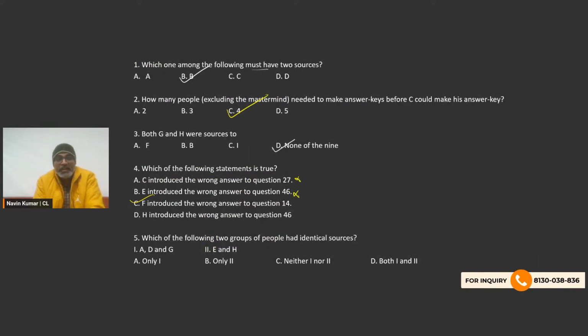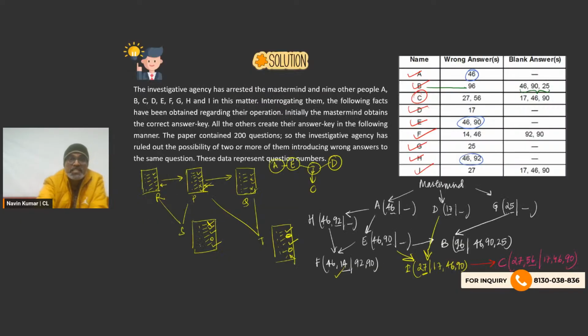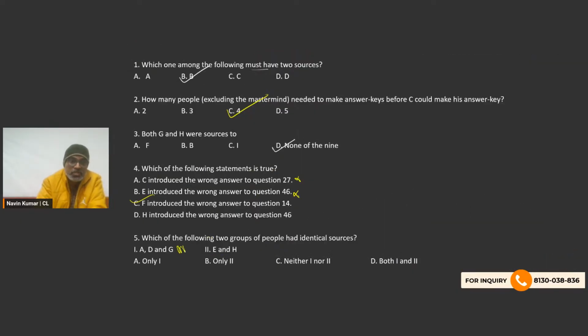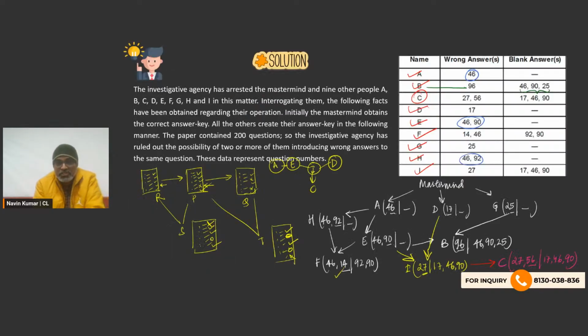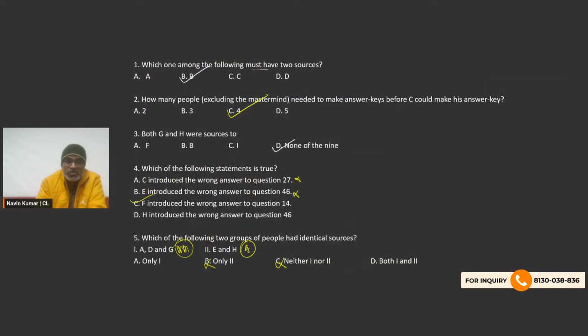Okay. Next, which of the following two groups of people had identical sources? A, D, and G. Do they have identical sources? Yes, their identical source is the mastermind. So one is for sure going to be true. So the answer is either A or D, depending upon if the second statement is true. E and H. Do they have identical sources? Yes, they both have a source A. So this is also going to be true. So the answer is going to be D, both 1 and 2.